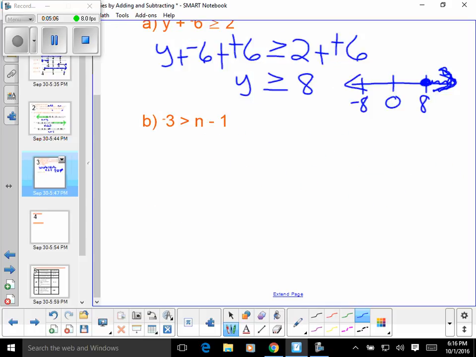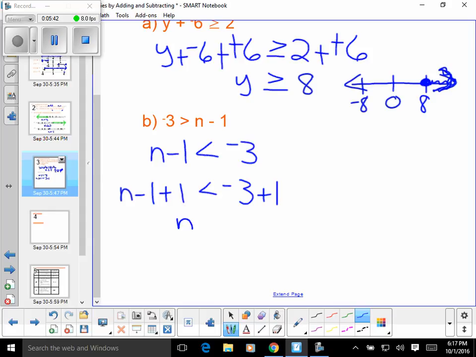In B, most students don't particularly like that variable on the right side, so you may change it around. However, you've got to be very careful. Notice that the open end of the inequality is pointing to the -3, and the pointy end is pointing to the n minus 1. When I rewrite this, I have to change the direction so that the open end is still to the -3 and the pointed end is still to the n minus 1. Now I can go through and solve.